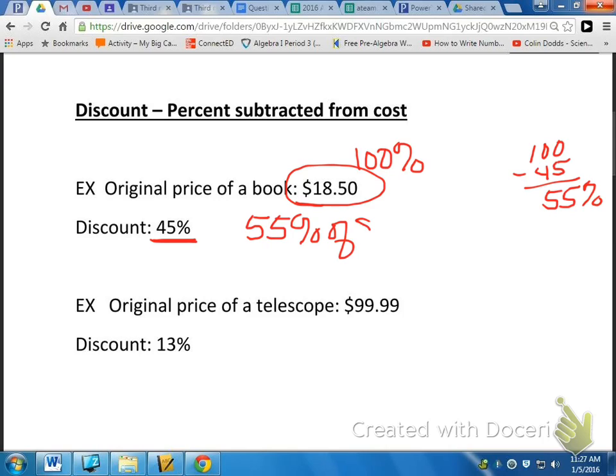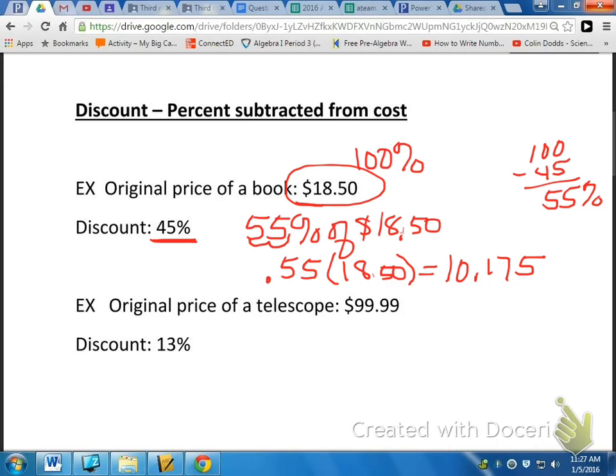55% of $18.50. We did this in enrichment, just like this. So when I move my decimal over 2 places, 0.55 of means times 18.50. So when I do 55% times 18.50, it comes out to 10.175, but you know we're doing money, can't have 3 decimal places. So it would be $10, and the 5 tells the 7 to go up, so $10.18.